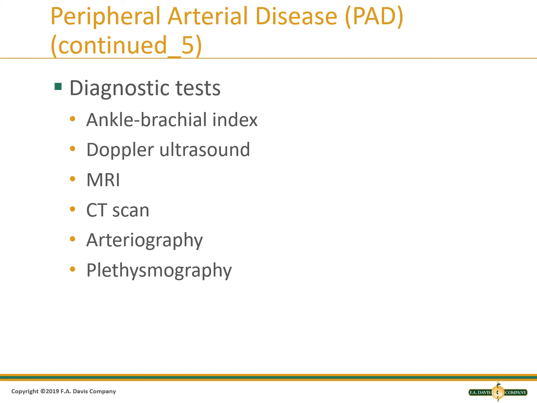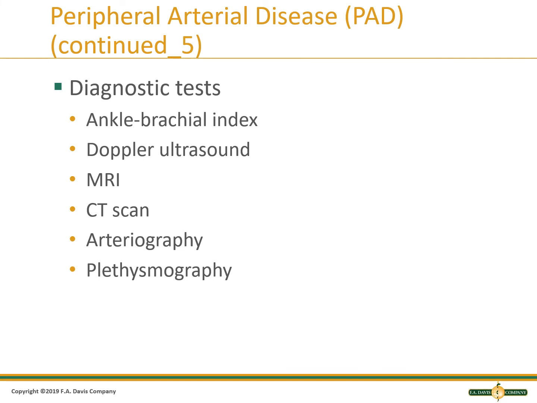Some diagnostic tests for PAD include ankle brachial index, which compares the blood pressures in the upper and lower extremities. Normal findings include higher blood pressures in the calf and thigh compared to upper extremities. In PAD, this is reversed. Normally, the ankle blood pressure is equal to the brachial blood pressure. However, with an occlusion, the blood pressures become unequal.